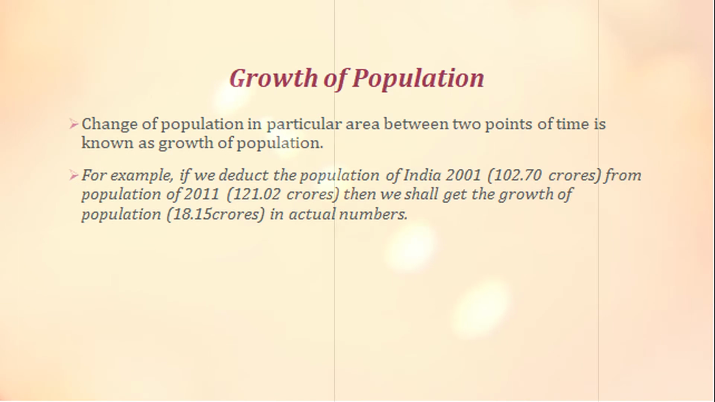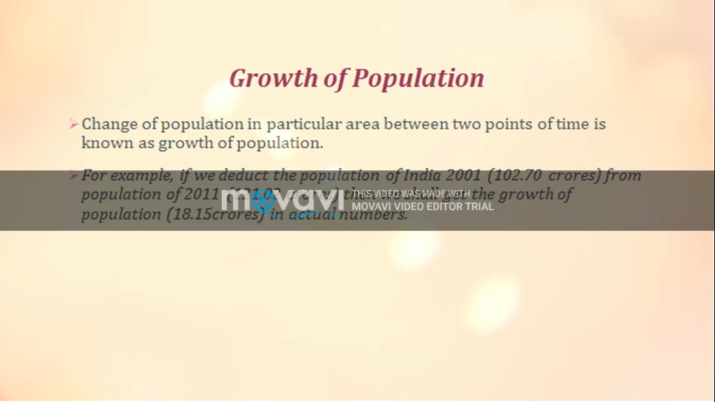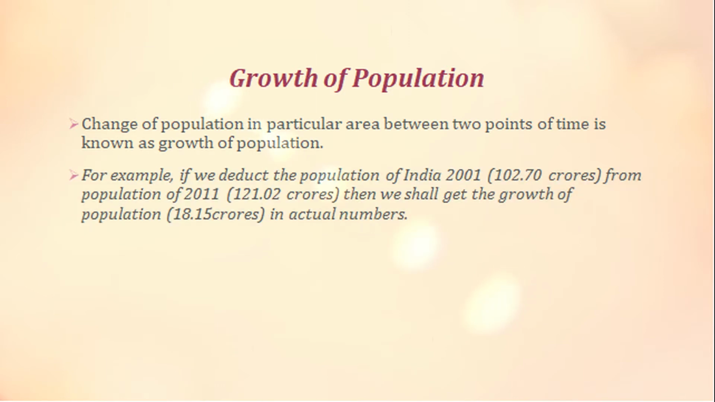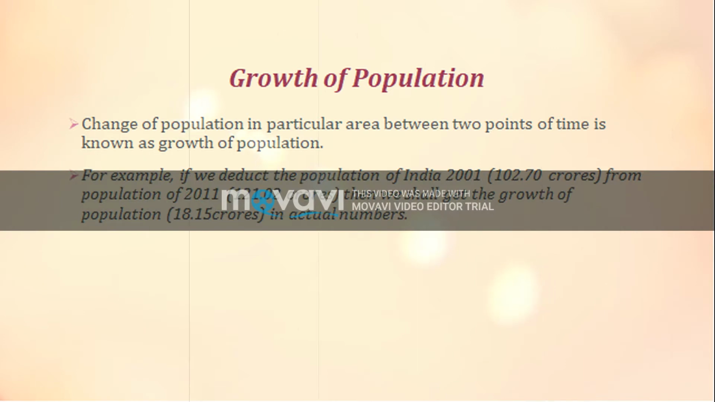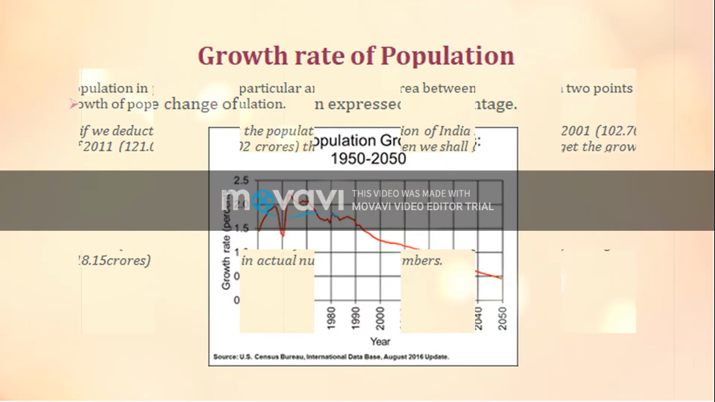Next is growth of population. It is the change of population in a particular area between 2 points of time. For example, in India in 2001, the population was about 102 crores, and in 2011, the population was 121 crores. So there is a growth of about 18 crores population between 2001 and 2011. So we can say that 18 crores is the growth of population.